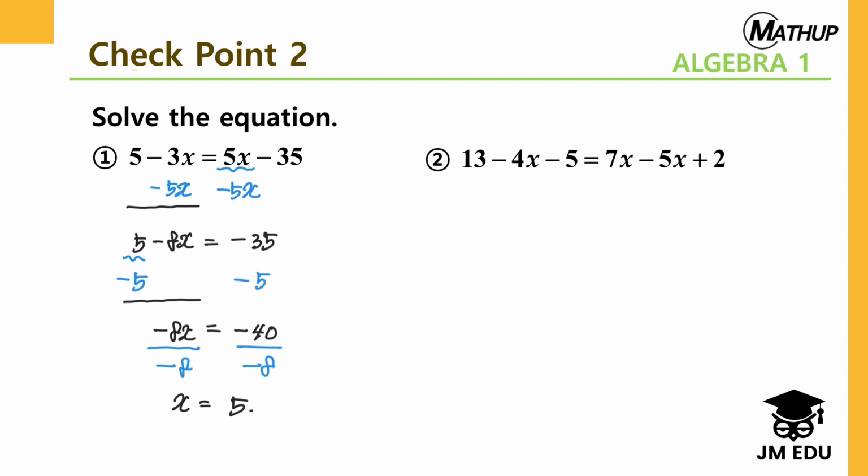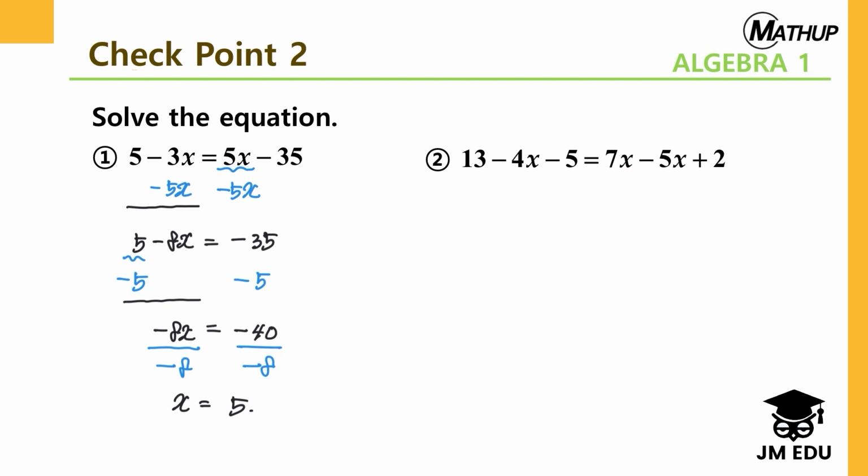Number 2, before we move all the variable terms and constants, if we can simplify each side, then that's what we have to do first. So if you look at number 2, we have 2 constants here, 2 x terms here. We can actually simplify these terms, right?